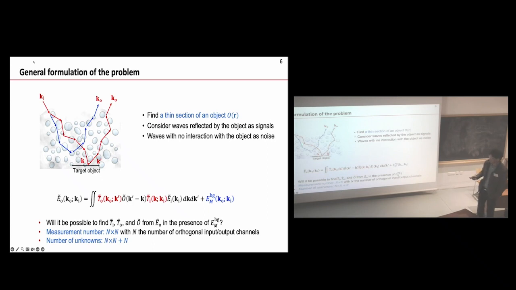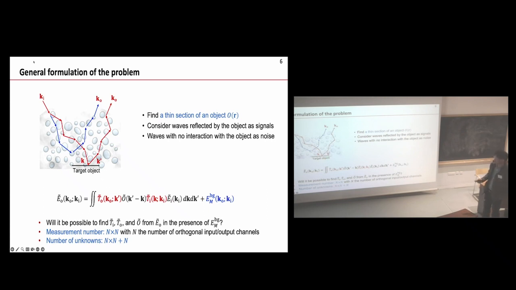Then how can we describe this signal wave? That can be described by this equation. This is our master equation. Here, E in is the amplitude of the incidence wave with the wave vector K in, and T means the amplitude transfer function. For the wave with the K in incidence, the amplitude of the wave that hits the target with the wave vector of K, that's what this T stands for.